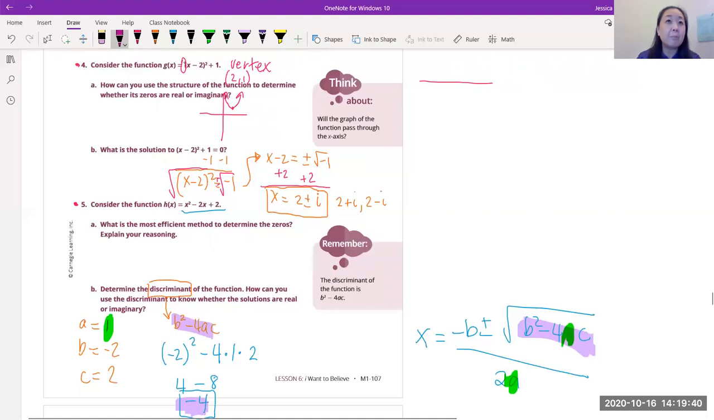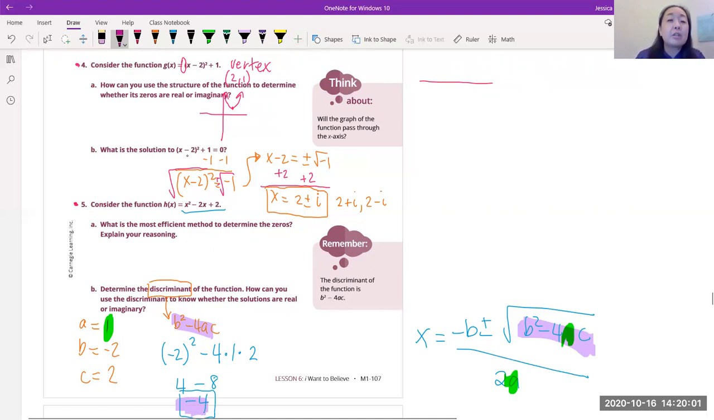And we know it opens up because the a is positive. Notice I circled that. There's nothing there, which means it's positive. So it's doing one of these, open up. So we see it's not ever going to cross the x-axis, so we know our answer should be imaginary. We're already thinking ahead: if I don't have imaginary roots, I did something wrong, so go back and check it, right?